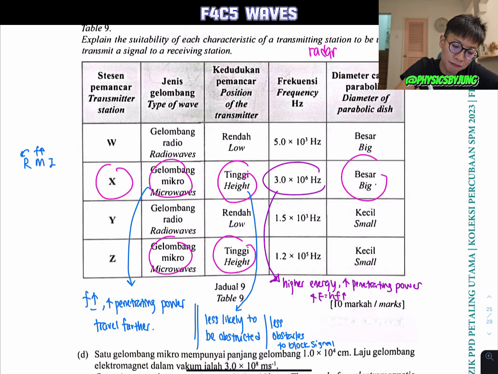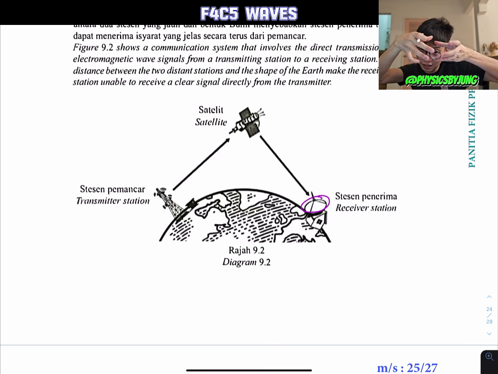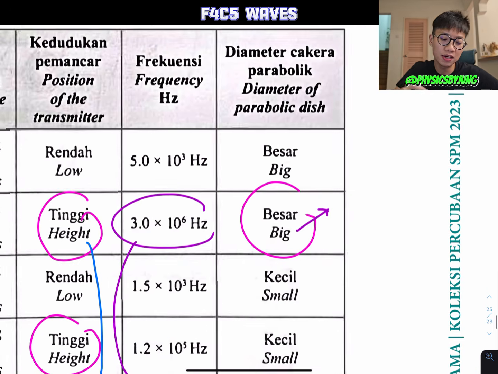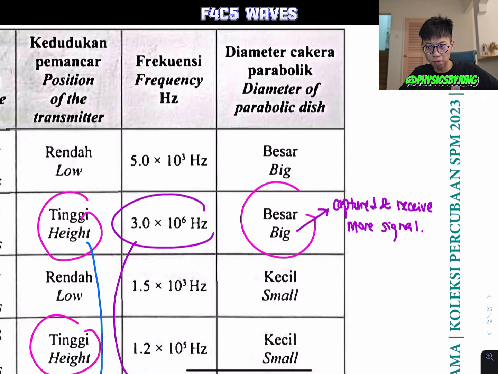Okay, what about the diameter of this parabolic dish, which is this one? How big should that dish be? A bigger dish means that you can capture and receive more signal. Done. Very simple. More signal can be received and so on.